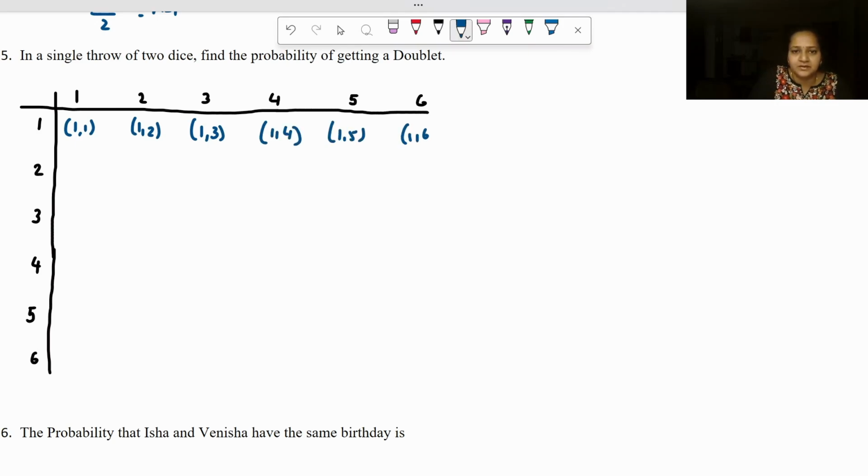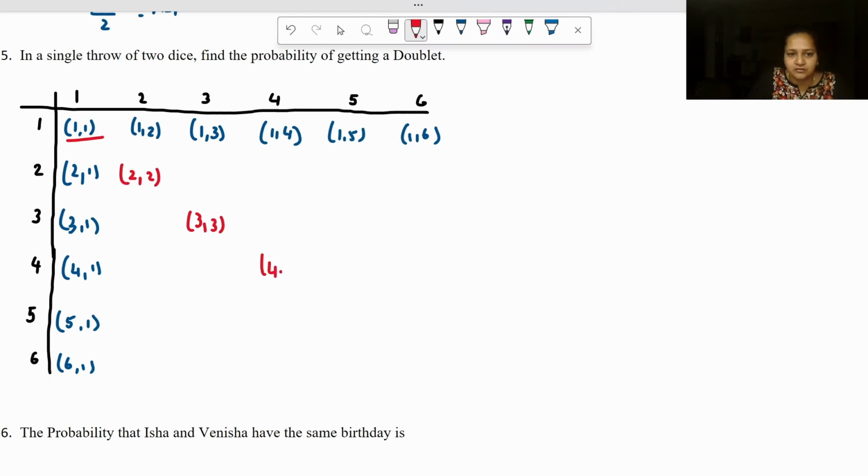Right? We all know the sample space. What do we know? We are going to get doublets. Where are the doublets? What is the meaning of doublet? Doublet means on both the dice you're going to get the same number. And that is possible only in 1, 1, 2, 2, 3, 3, 4, 4, 5, 5, and 6, 6. Am I right? Am I understood?